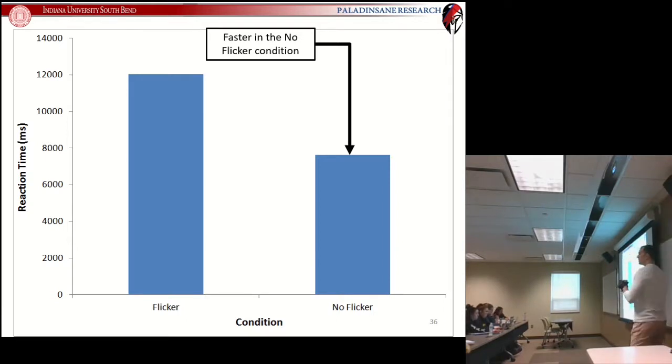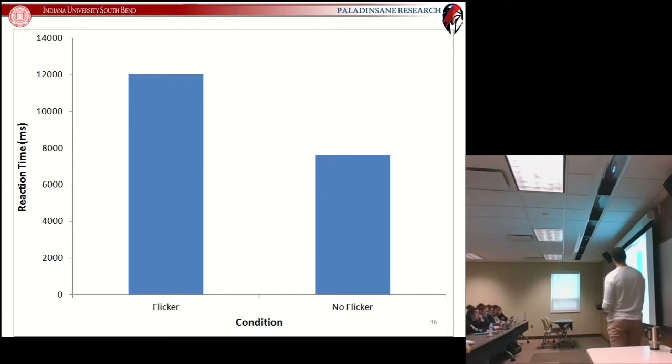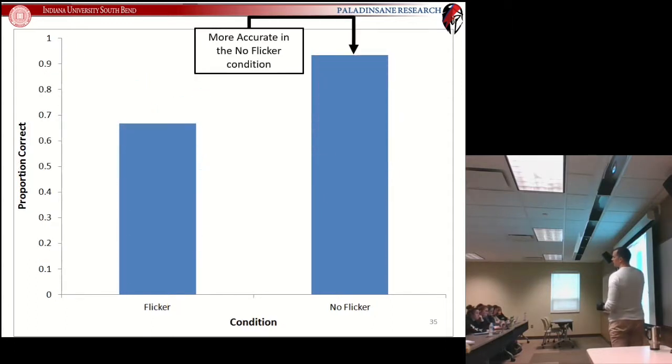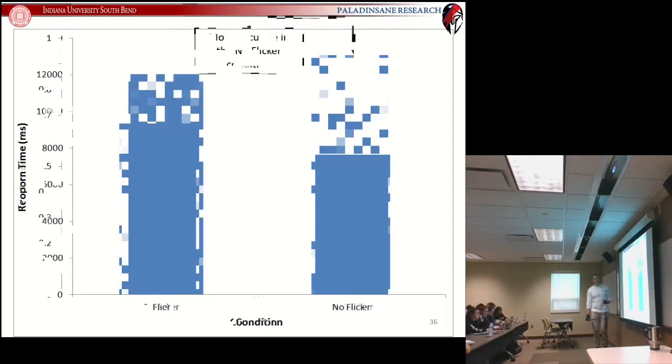Did anybody take a look at their results and get different results? Mm-hmm. For the first one, mine were the same, like the flicker and the no flicker. So you were equally accurate for the flicker and the no flickering condition? And what about for the second one? I don't remember the second one. You don't remember the second one?